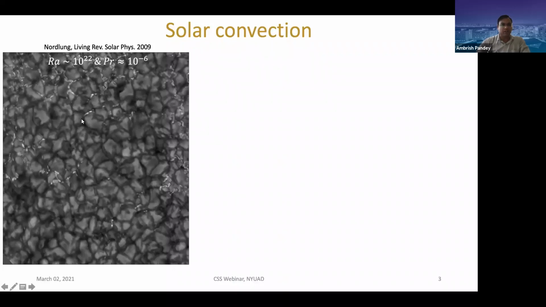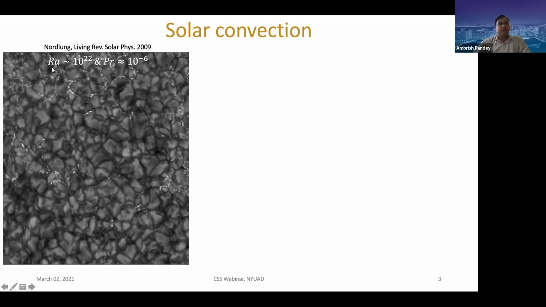This consists of smaller granules with a typical size of roughly 1000 kilometers. If you focus on a specific granule, you see that the central region of the granule, the bright region, corresponds to hot plasma moving towards the surface, rising plasma. And the intergranular lanes, these dark regions, correspond to cold plasma sinking towards the bottom.